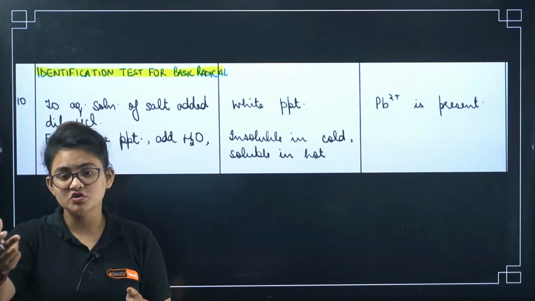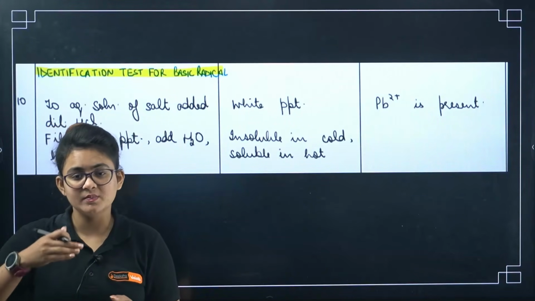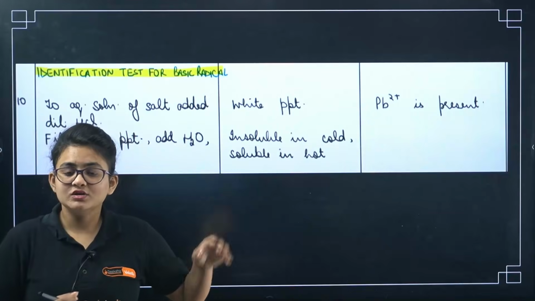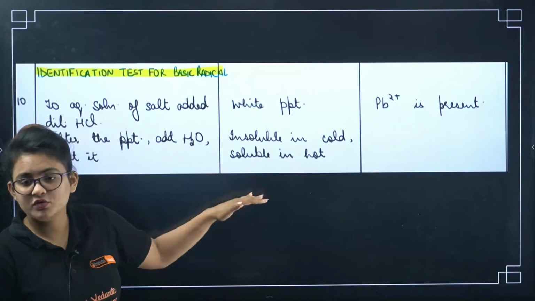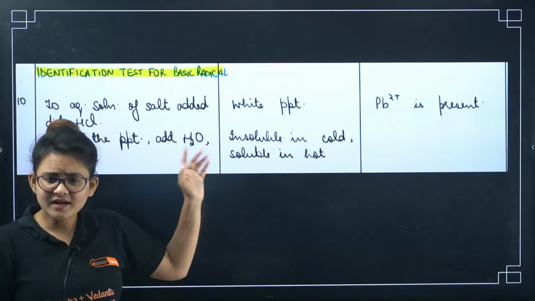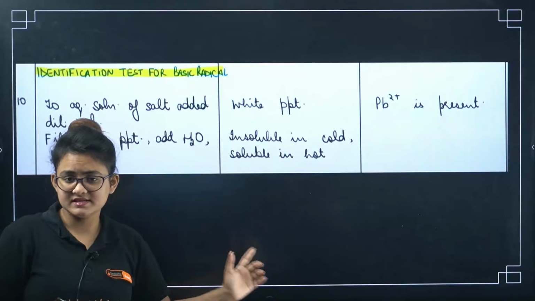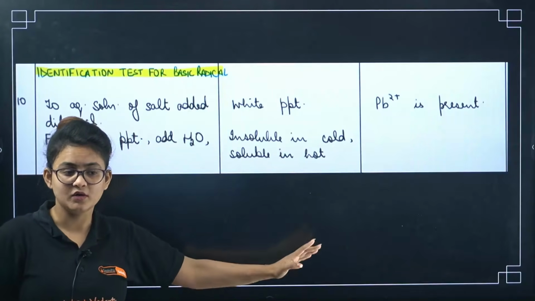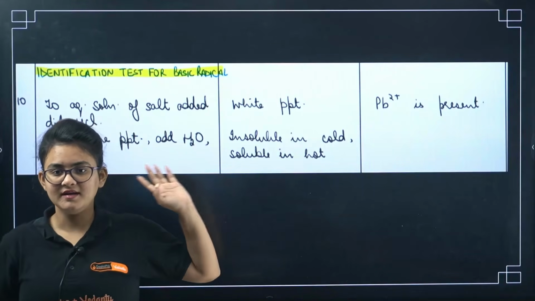Right, I will show you in the video how you should actually perform the test further. In those cases you have to write and show that these are absent, these are absent, these are absent. That's why we proceed further, and okay, group 4 cation is present, like that.